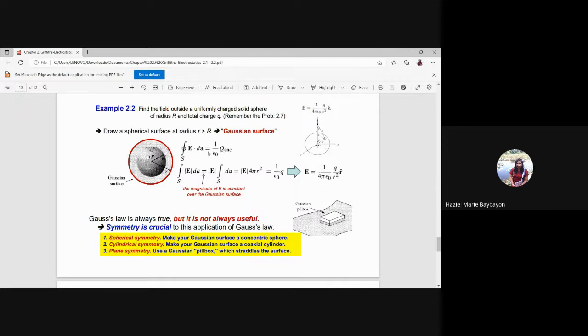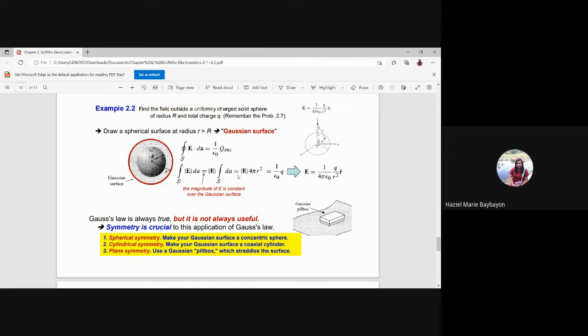E dot dA is equal to Q enclosed over epsilon naught. Now, the magnitude of the electric field is constant, so you can take it out of the integral sign. And then you're left only with dA here. Now, for a spherical surface, dA is equal to r squared sine theta d theta d phi. And we have already solved that.